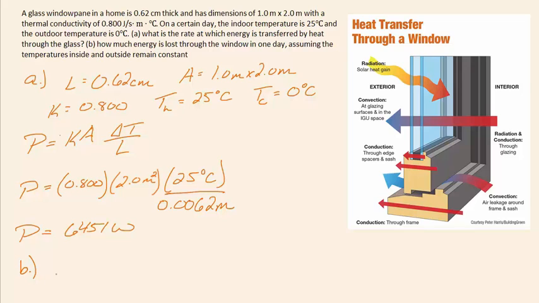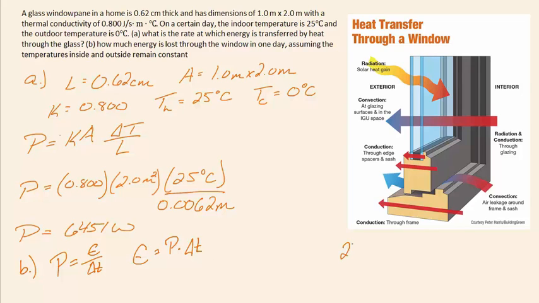So the energy lost can be taken from our equation that relates power to energy, as power is equal to energy divided by time. We can rearrange the equation to solve for our energy, which will give us a final equation of power multiplied by time. We solved for power in part A, and we need to get our times in seconds.